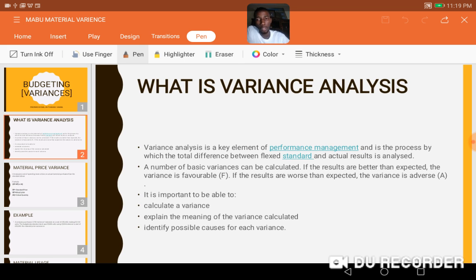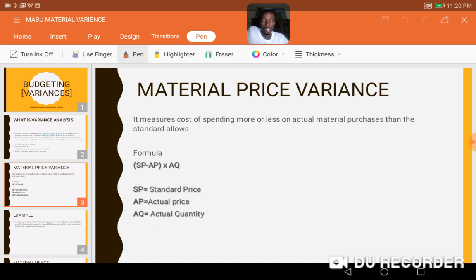So it's important to be able to calculate the variance, explain the meaning, and identify the possible cause of such variances, because obviously we can't just have a variance without a reason for it. We'll touch on that, but we won't go into more detail about the reasons. I've already forwarded you the notes about the possible causes and reasons for certain variances. So let's start with the material variance.